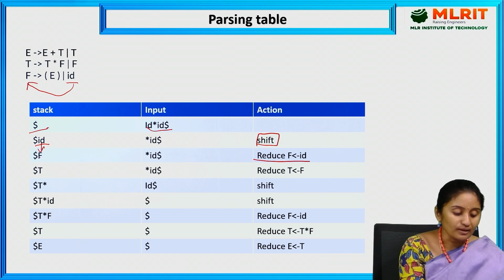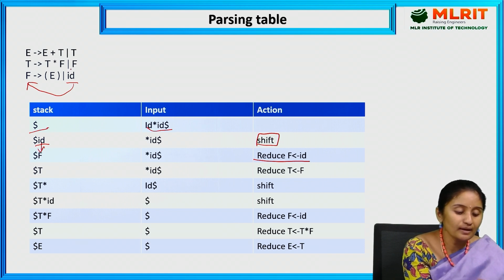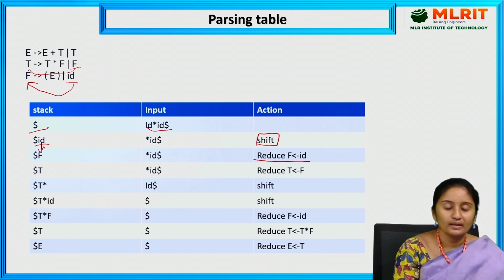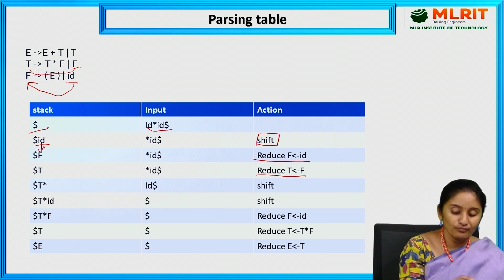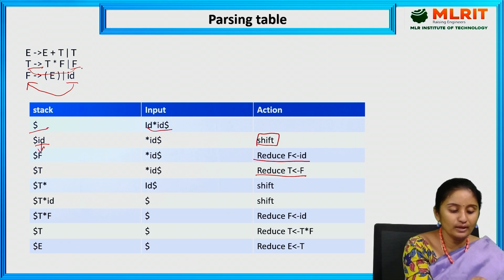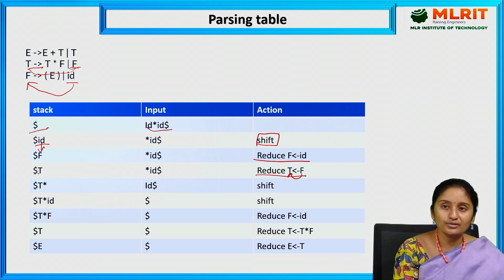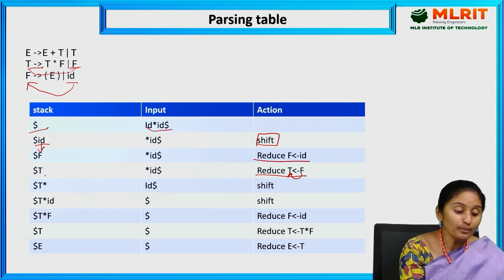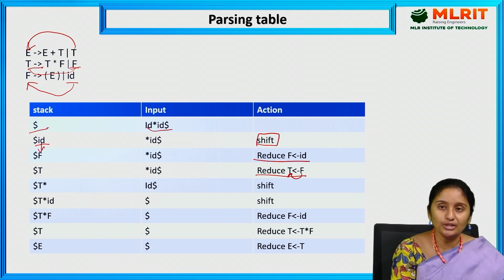Now let me check. Still F can be reduced. Yes, I can reduce F to T. Reduce T tends to F. Which production? T tends to F. So the same production we are going to apply. F is reduced with the LHS non-terminal T. Next, T can be reduced. Yes, I can reduce T to E.